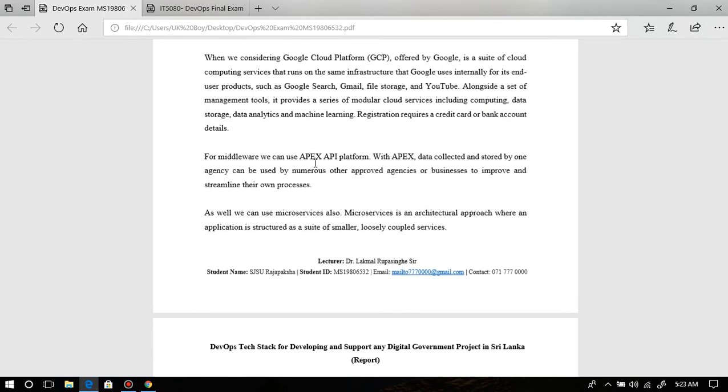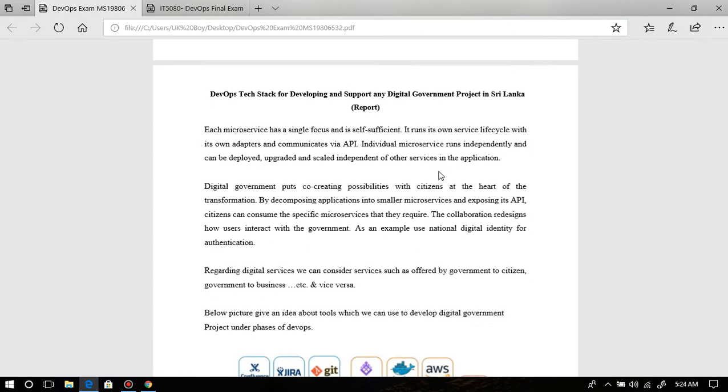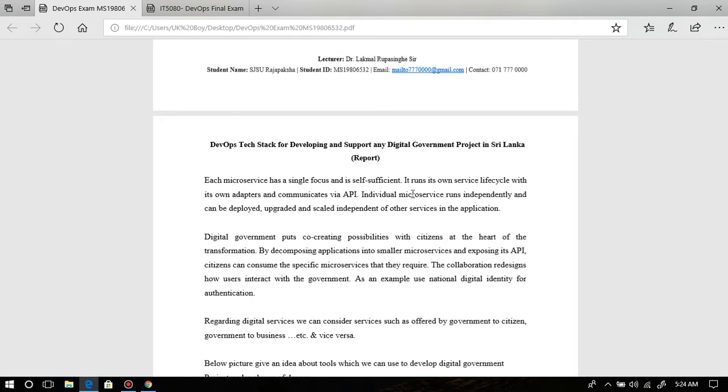For middleware, we can use Apex API platform to collect and store data and other things in the system. The next layer is microservices. Simply, microservices mean we can break services into little parts.